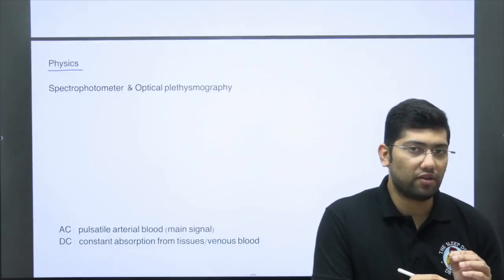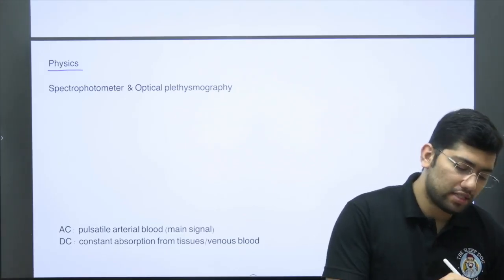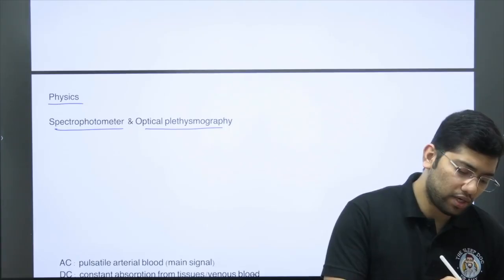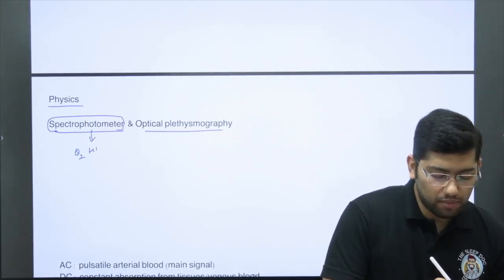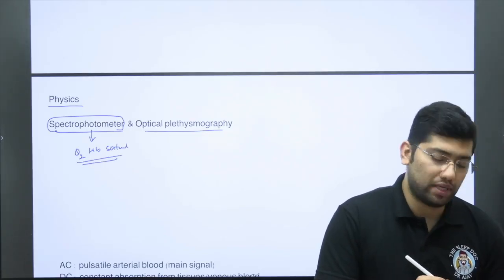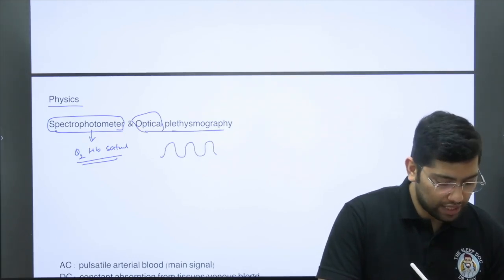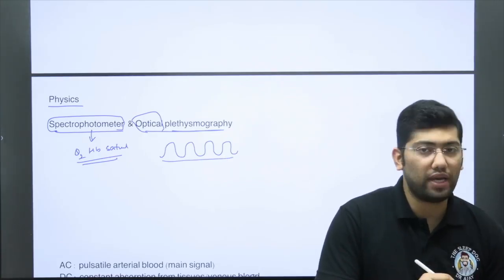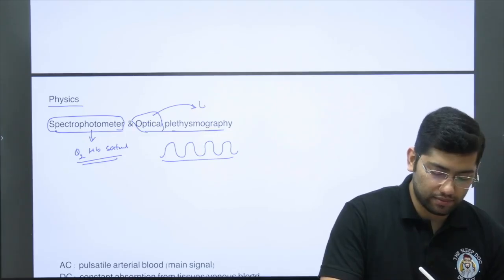The principle of pulse oximeter is based on Beer-Lambert's law. The physics behind the pulse oximeter is spectrophotometry and optical plethysmography. Now, what is spectrophotometry? This is the identification of oxyhemoglobin saturations. And optical plethysmography is using waveform analysis to identify the saturation using what? Optics. What is optics? Lights.